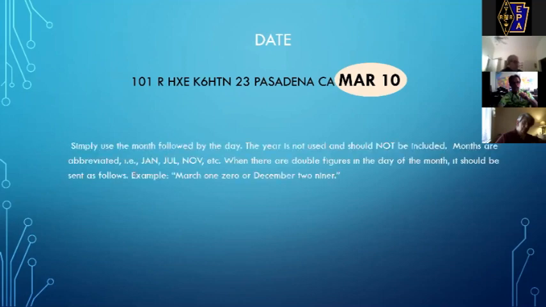Only use the month and the day. The year's not used and should not be included. Months are abbreviated: January, July, November, JAN, JUL, NOV, whatever the month is. And there are double figures for the day of the month. It should be 01, 10, 29, whatever, but it's 2 digits, even if the leading digit is a 0.